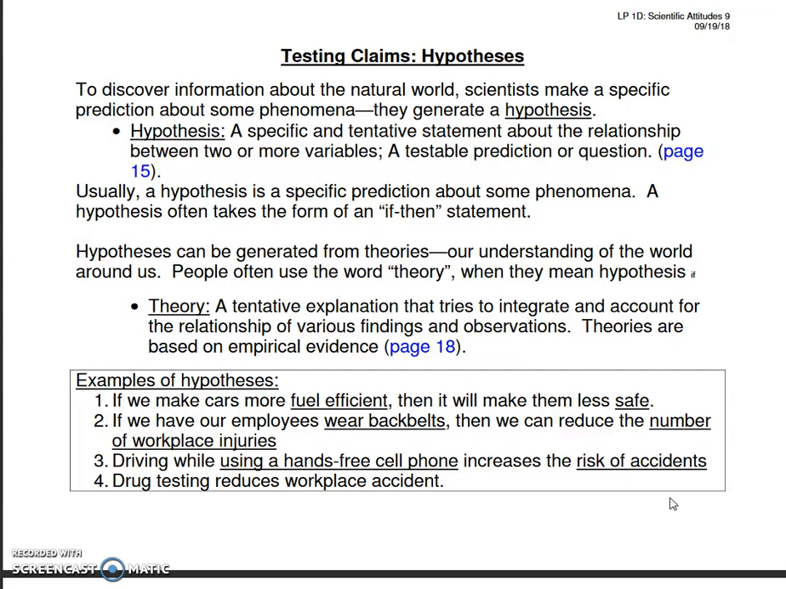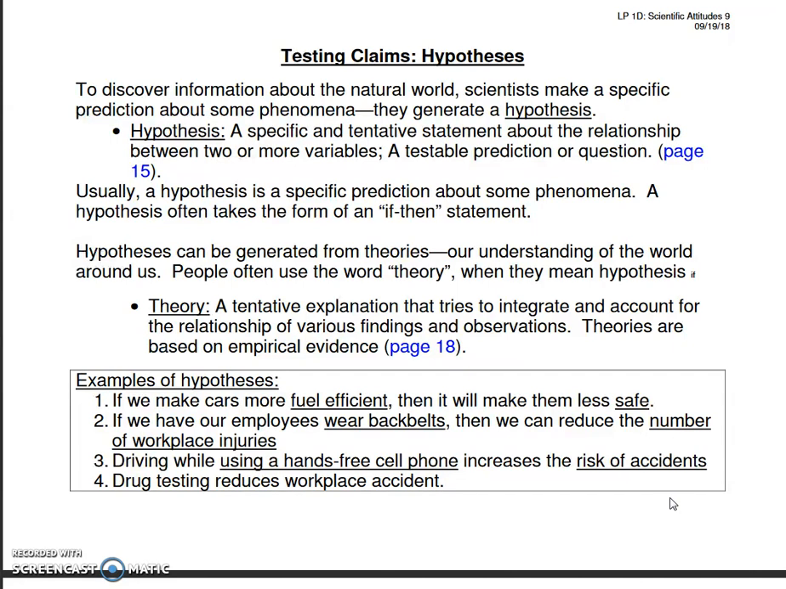One cautionary note is that when people use the word theory, they really mean hypothesis. So a theory is this tentative explanation that tries to integrate and account for the relationship of various findings. So with theories, we try to make sense of all of this information, all of this data, into some sort of cohesive story, if you will, about how certain phenomena work. If we understand that story, that theory, then we can make a specific prediction from that theory.